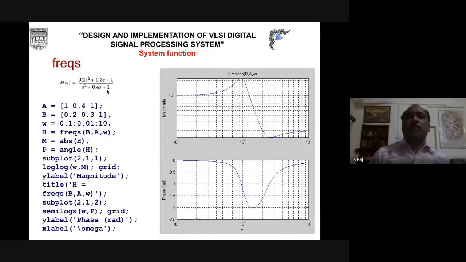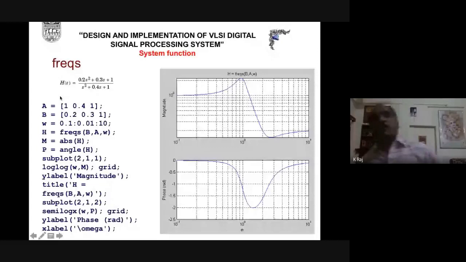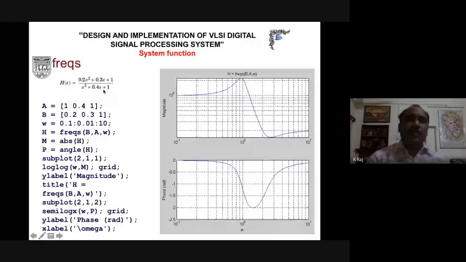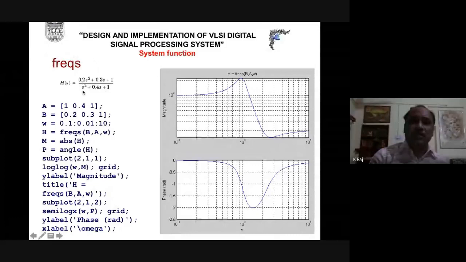Now we come back to how the frequency response associated with the transfer function will be represented using MATLAB commands. For that purpose, we have to describe the numerator and the denominator polynomials. The polynomials are described from the highest power to the lowest power, giving the coefficients in that order. So the coefficients are 1, 0.4, and 1. It is a row matrix, and we can separate the entries either by a space or by a comma.